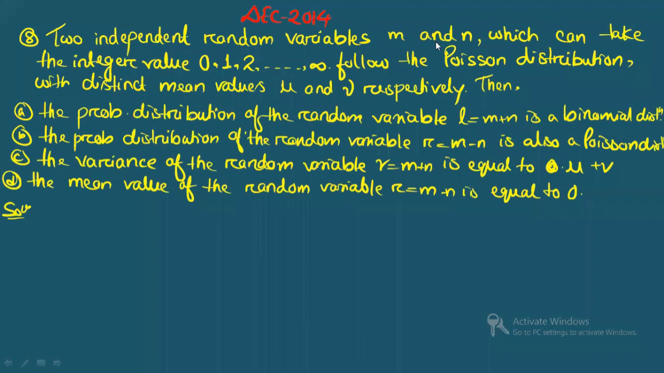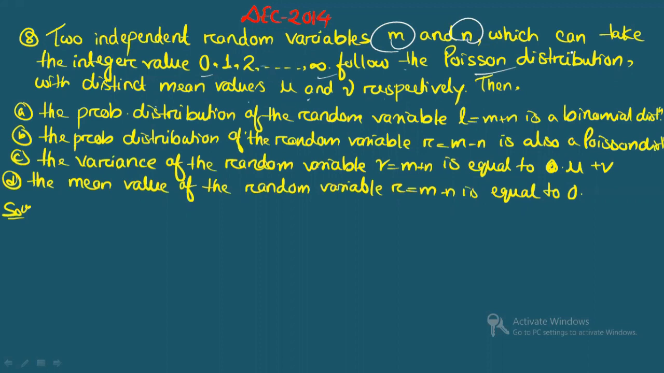Question number 8: two independent random variables M and N, which can take integer values 0 to infinity, follow the Poisson distribution with distinct mean values mu and nu respectively. Then out of the 4 options, what is correct? Random variables M and N can take any integer value from 0 to infinity. Now you see, Poisson distribution is followed.